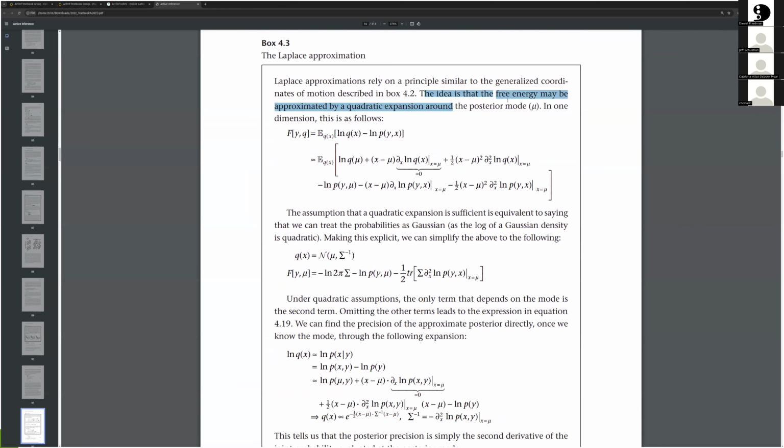Laplace approximation: free energy may be approximated by a quadratic expansion around the posterior mode. So the mode is the highest point on the probability distribution. The median is the 50th percentile data point. The mean is the average value. The mode is just picking the highest point, which is the single maximum likelihood estimate.